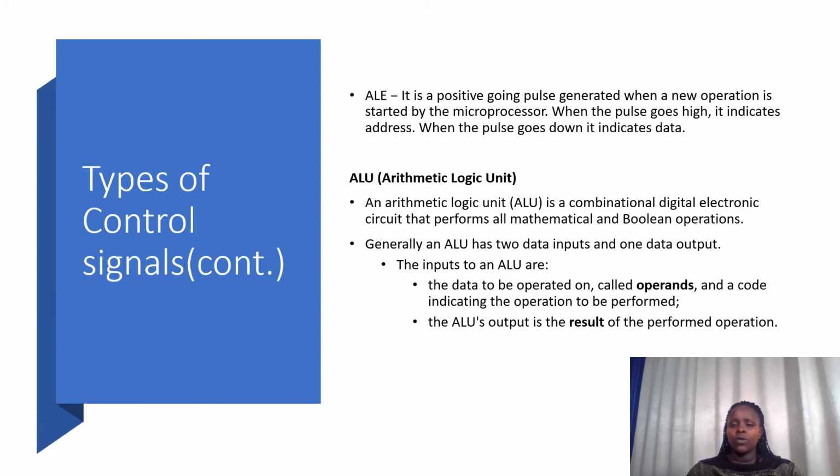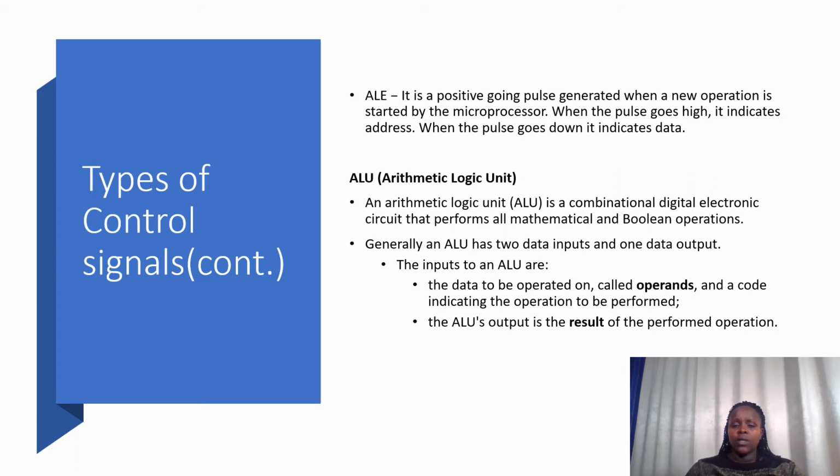When the parser goes high, it indicates address. And when the parser goes down, it indicates data. It means that it has two options, on and off. If the parser is on, it indicates the address of data. If it is off, it indicates that it's data to be read. Address or data: on is for address, off is for data.